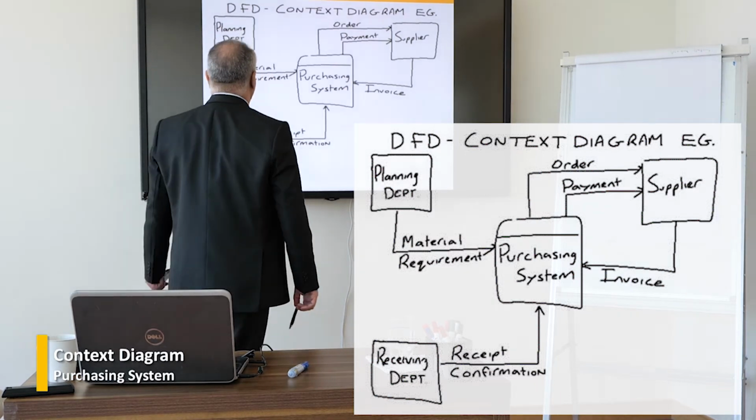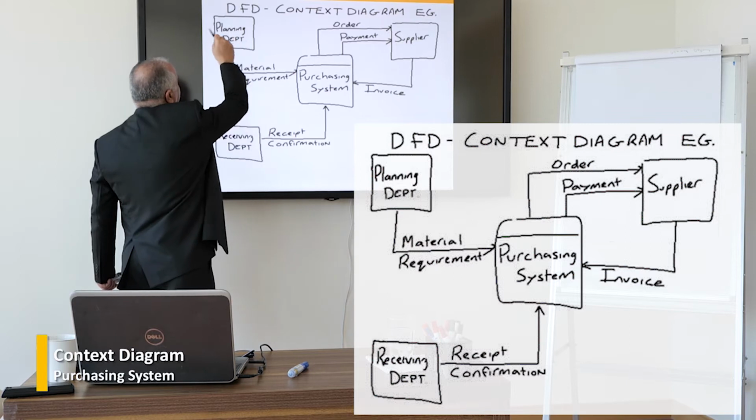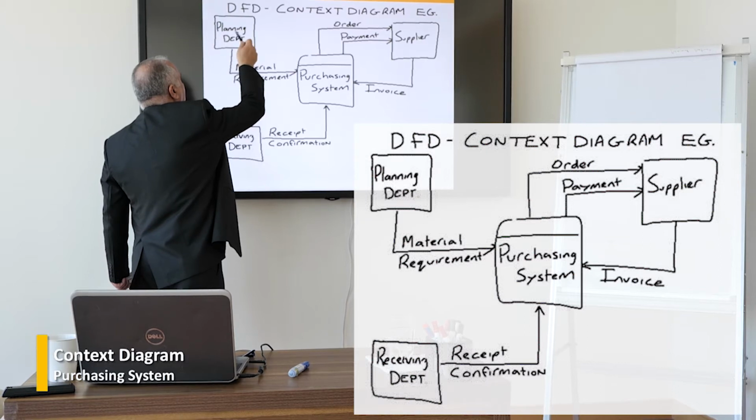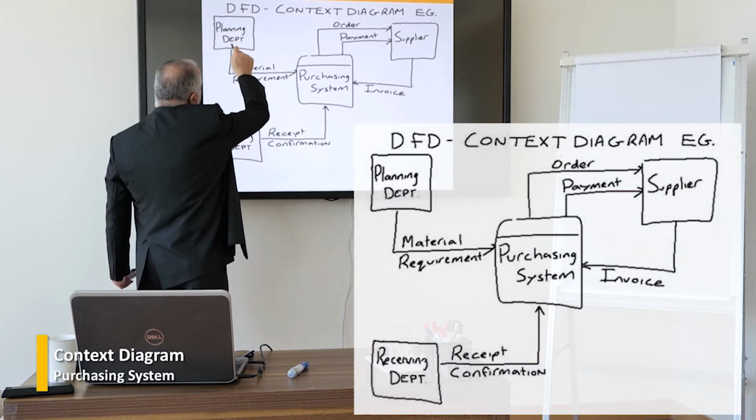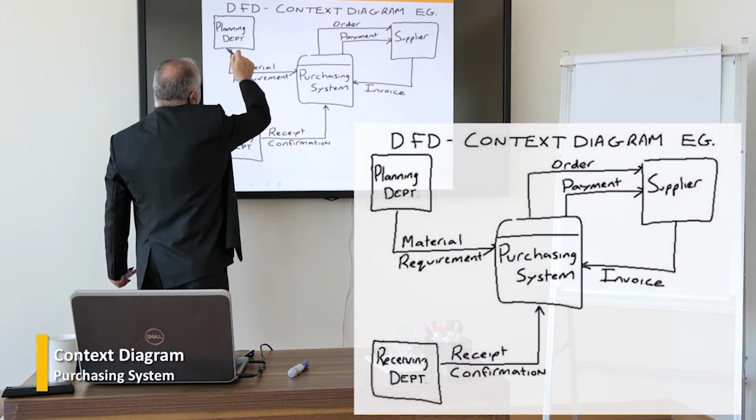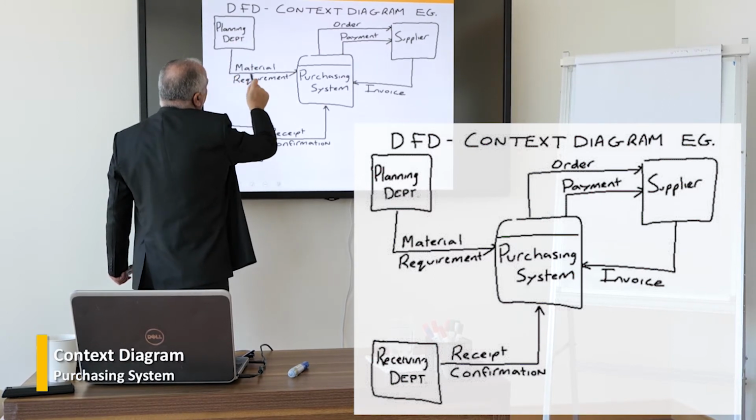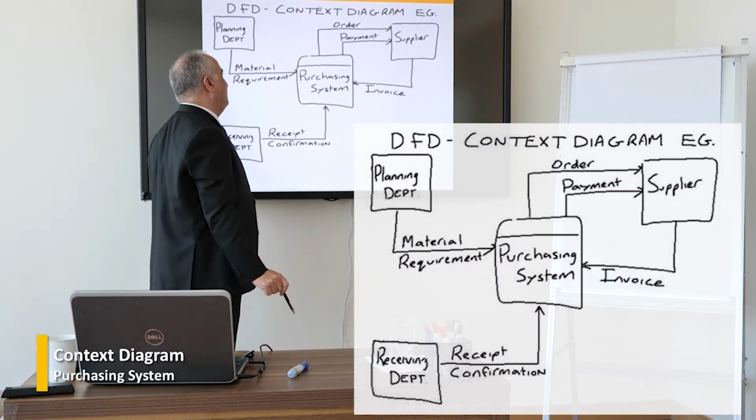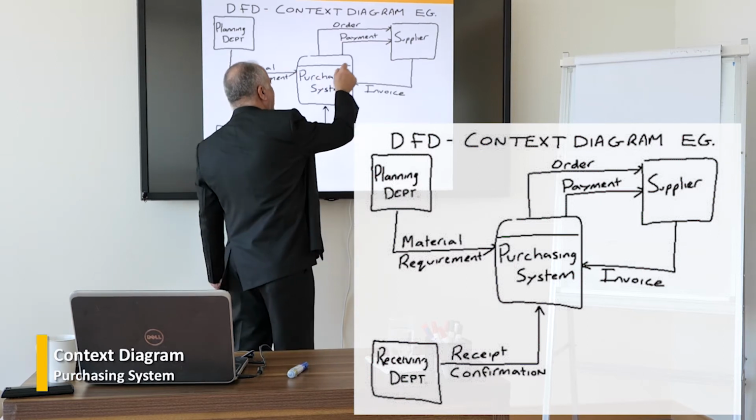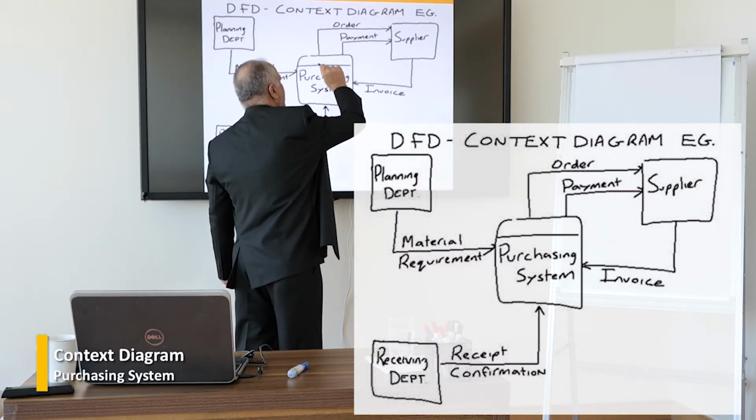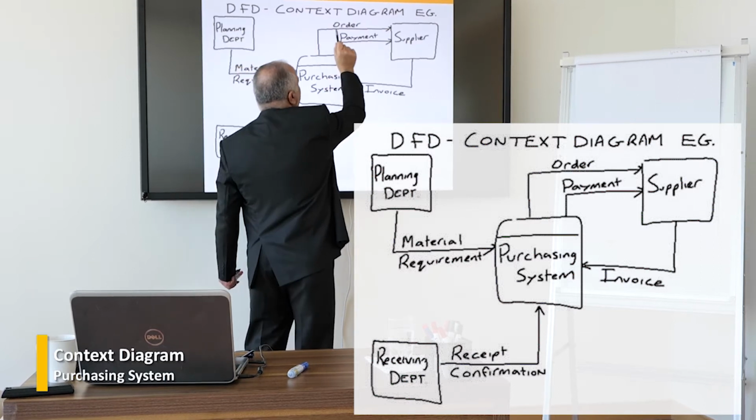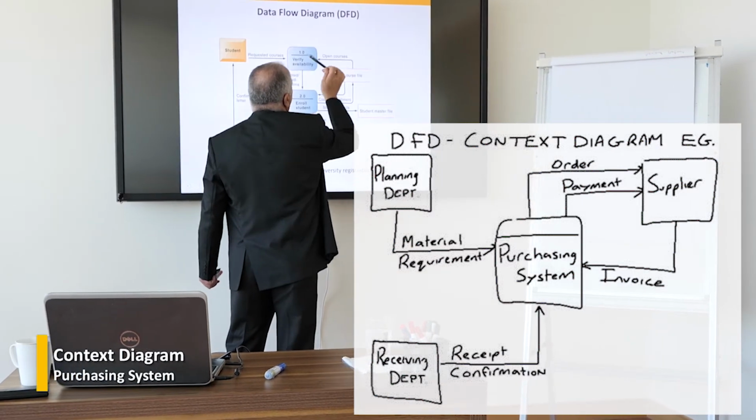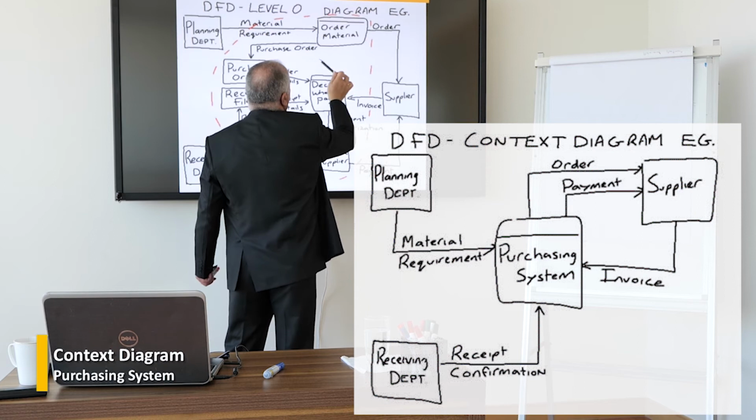Now we will understand how each external entity, for example the planning department or requesting department, will tell us what they want. So they initiate. This external entity, the planning department, says we want to buy A4 paper, 100 packs. Now they feed it into the purchasing system. The purchasing system will send this order to the supplier. And now this is the second step. They send the order to the supplier.